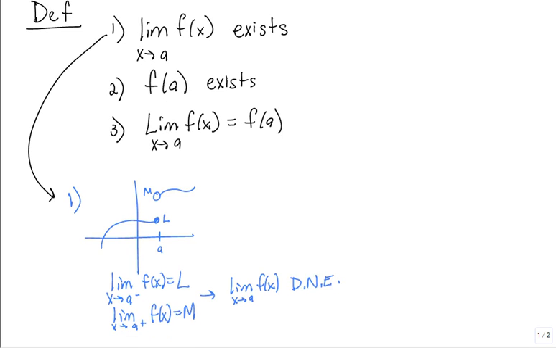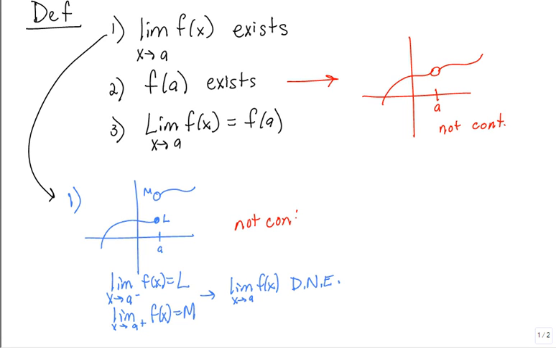Okay, what happens if 2 fails? Let's go over here and see what happens. If the point doesn't exist, then you have an open circle. So that's not continuous. Okay, so the first one was what if 1 fails. This is if 2 fails. And 3, the limit's not the same as the point. Okay, 3, what if the limit's not the same as the point?